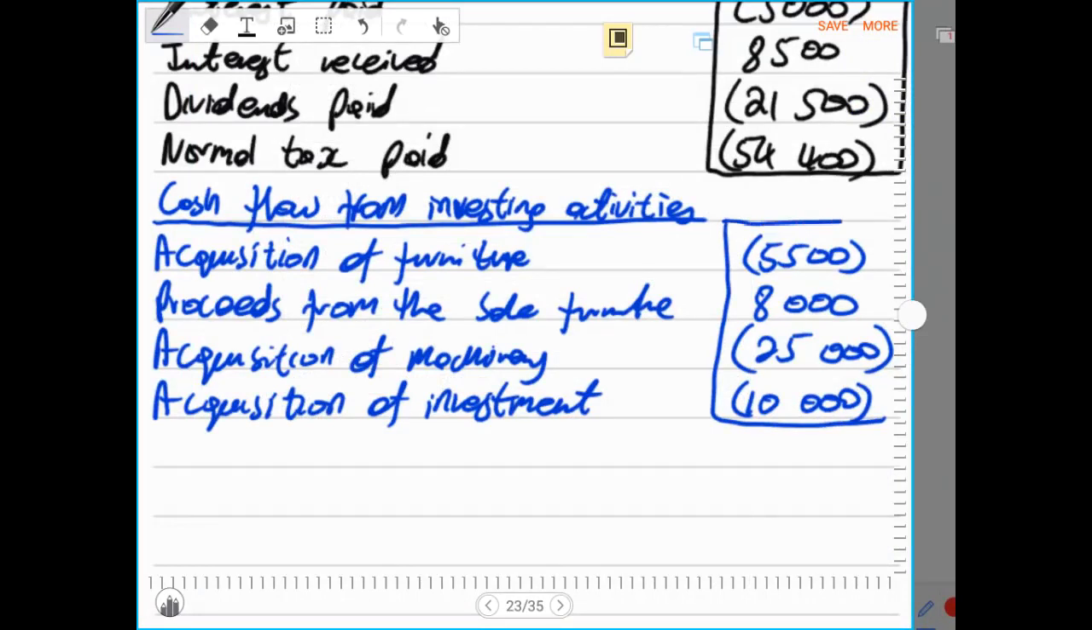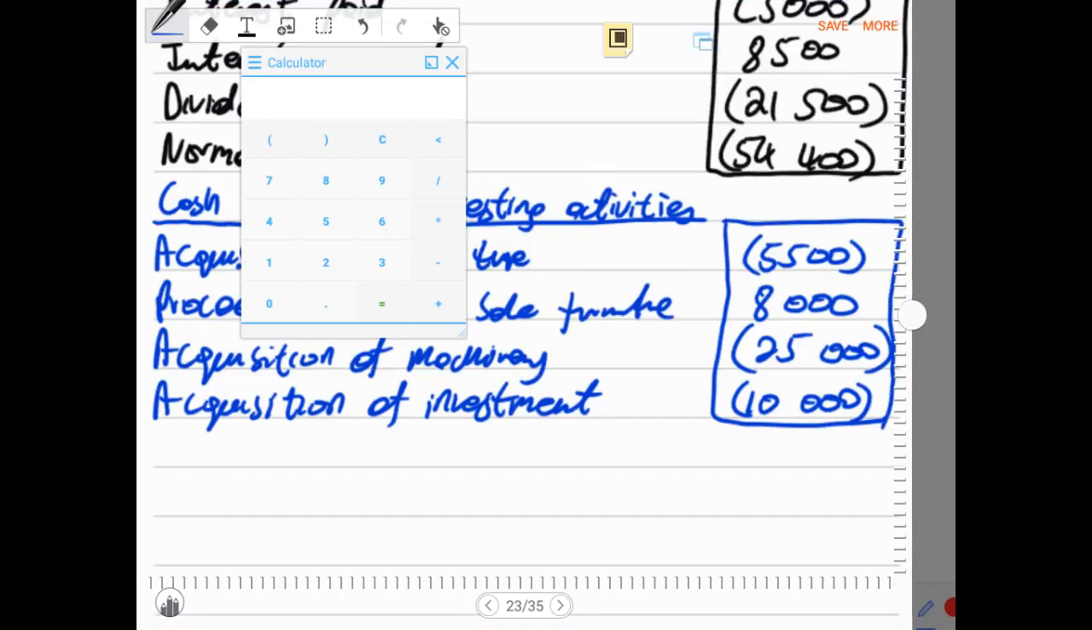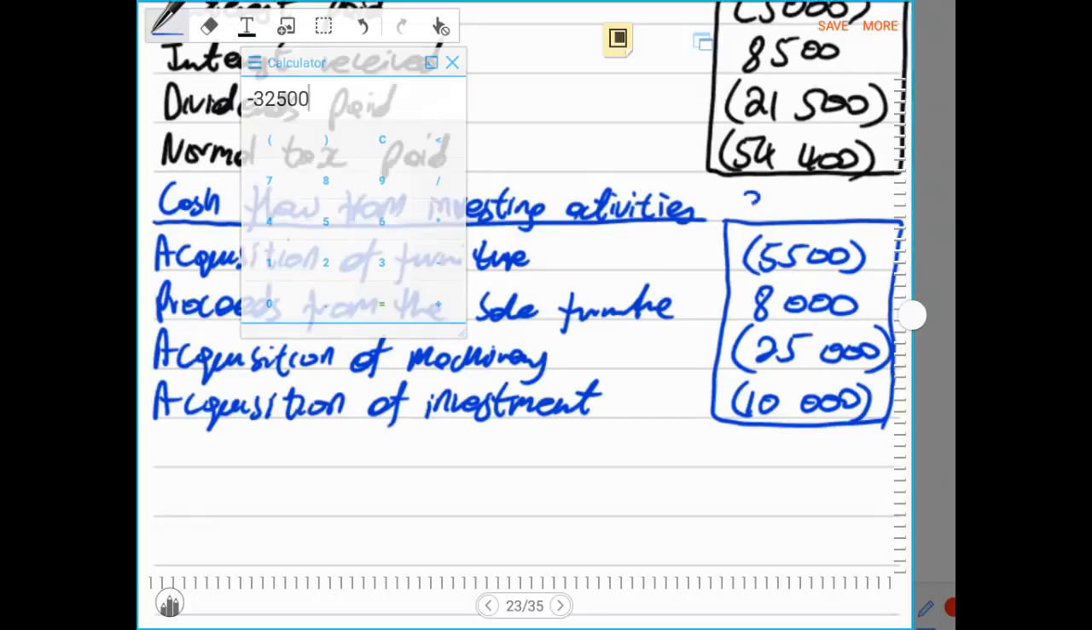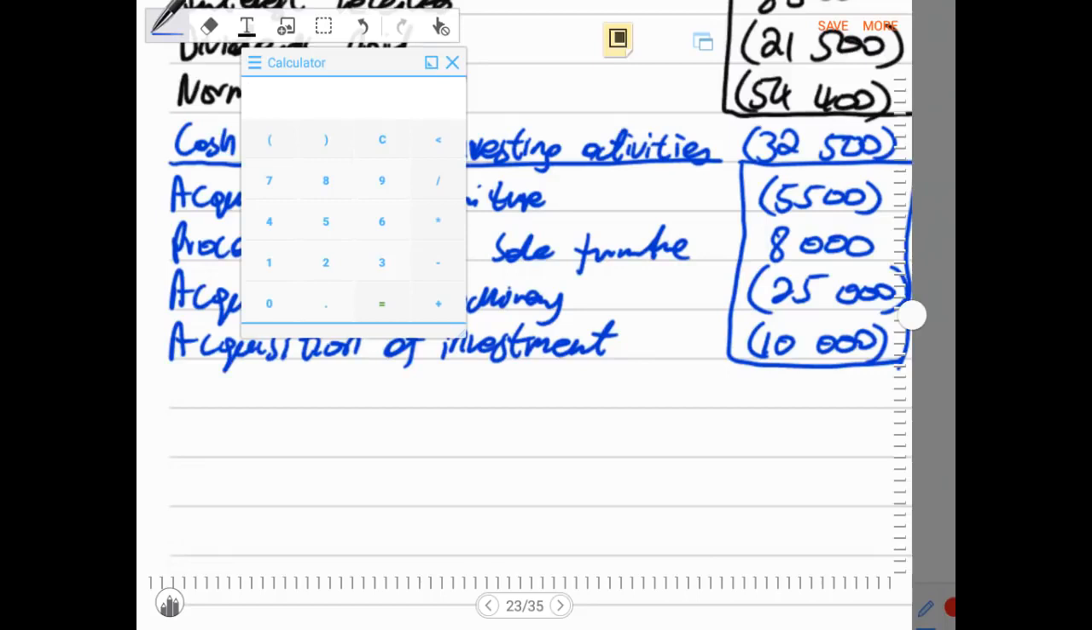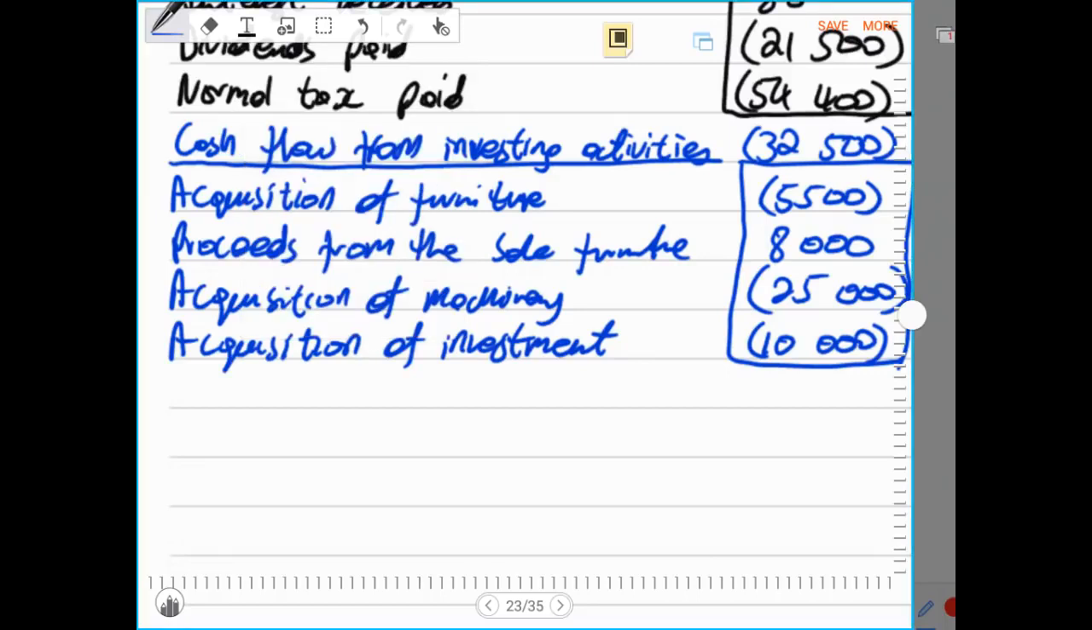So now we have to write the total of these four amounts. Then this will be 8,000. I want to start with the positive one. Minus 5,500. Minus 25,000. Minus 10,000. And this gives us 32,500 negative. 32,500 negative. Take note of the signs as I do mention this to you frequently. Then we are done with the cash flow from investing activities.